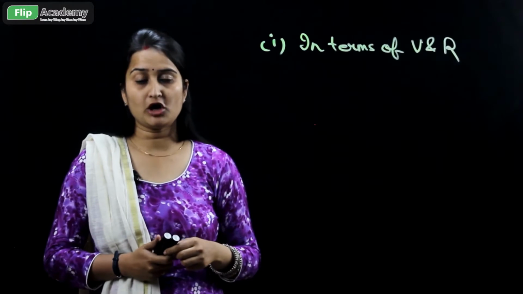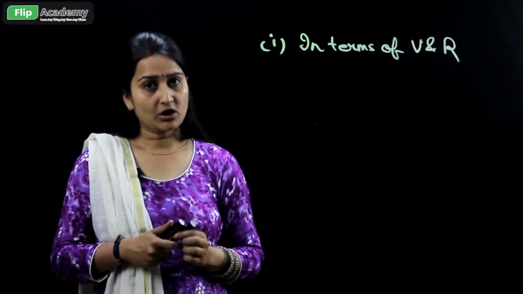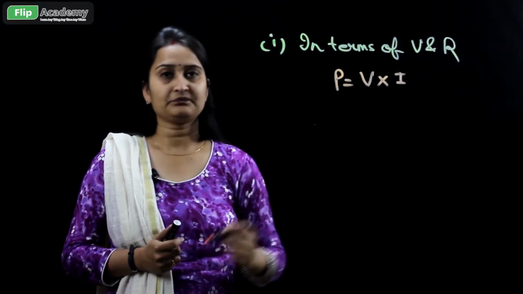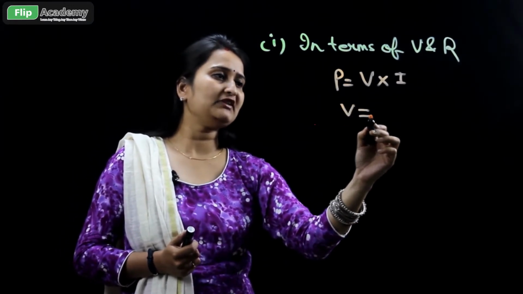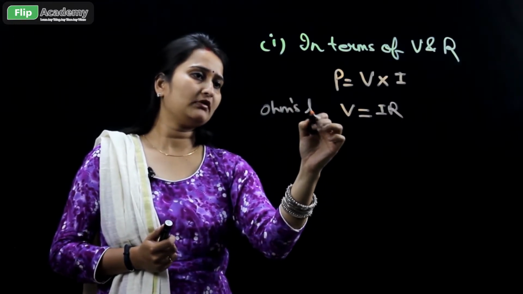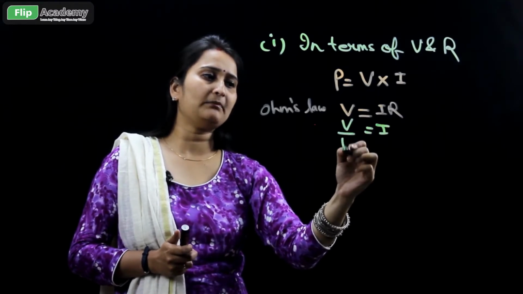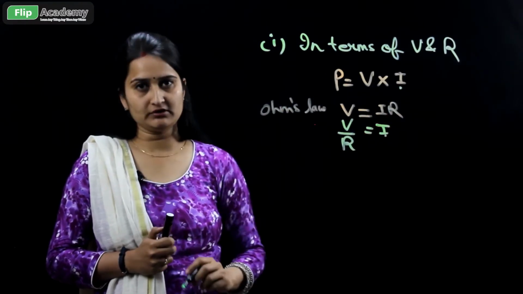Apart from this, there are other formulas as well for electric power. Now you have to derive the formula which consists of only V and R. Now let's see, power is equal to V into I. Now you know Ohm's law. Ohm's law is V is equal to IR. We can rearrange the formula for I, that is equal to V upon R. And we can put this I value into this equation.